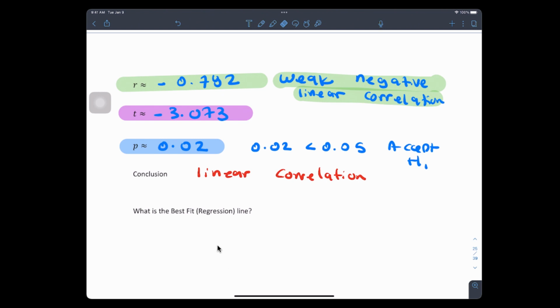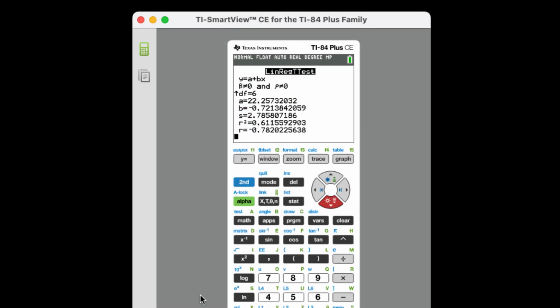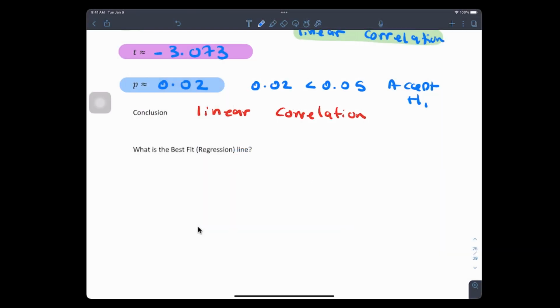Yeah, go back to the calculator. Well, before we do that, let's do this. Let's get the best fit line. Do you guys remember the best fit line? What's the definition?